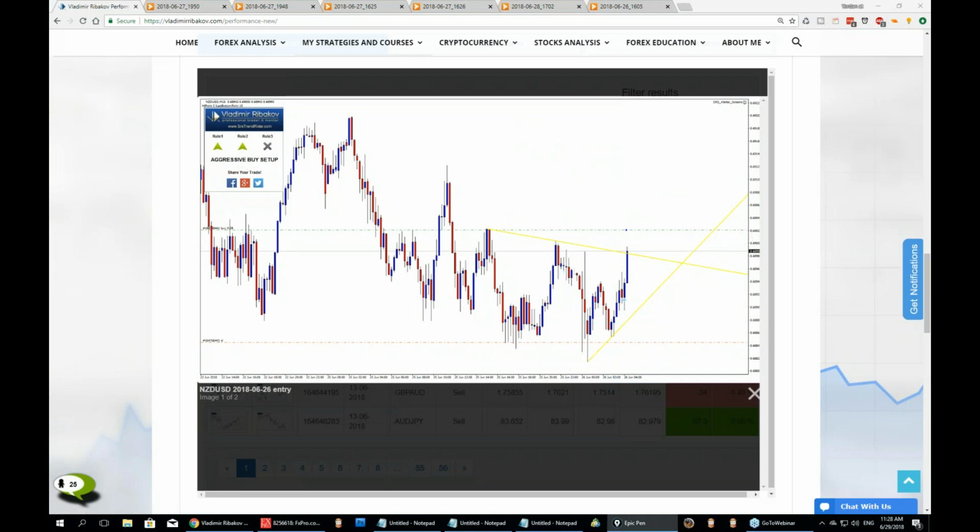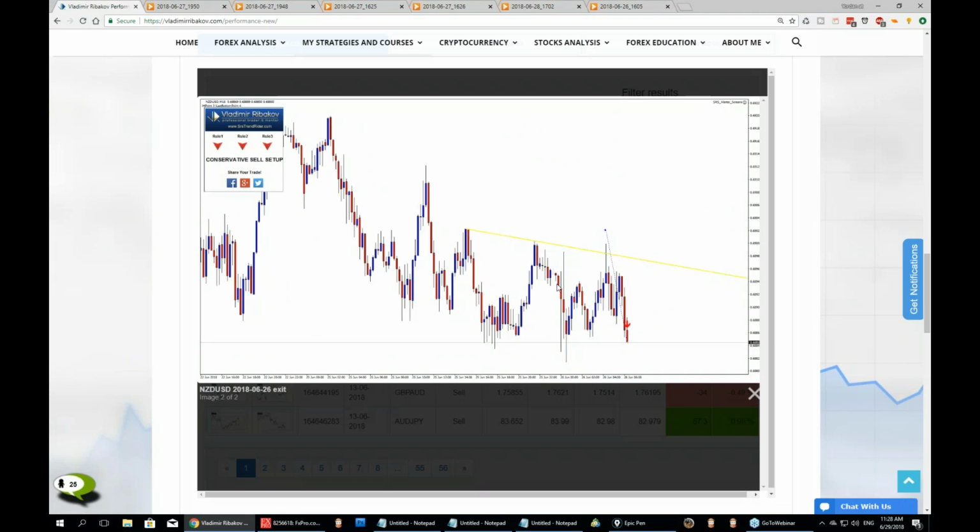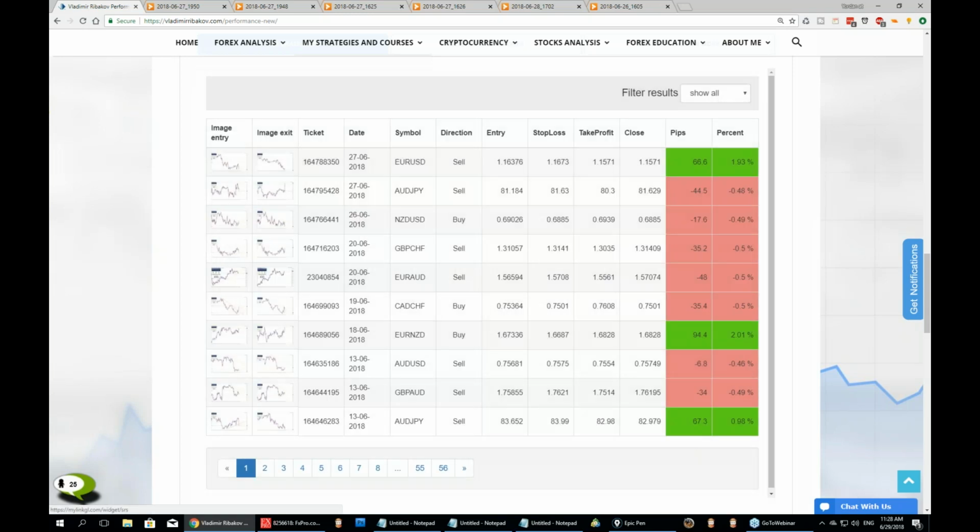So Kiwi dollar, first entry with the buy, breakout of this trend line, immediate push to the downside, and trade closed. Okay? And you can see that we now have even a conservative sell, which means the higher time frames are still under a lot of bearish pressure.